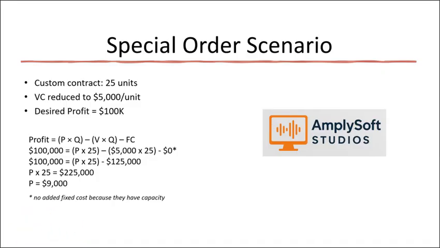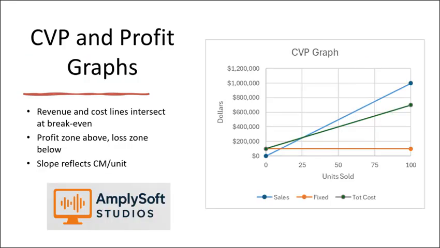We could solve this a couple of different ways. If we know we want to make $100,000 of profit on 25 units, well, that's $4,000 of profit per unit. Plus that $5,000 variable cost per unit means that the profit plus the variable cost, our minimum price, would also come up to be $9,000 per unit.